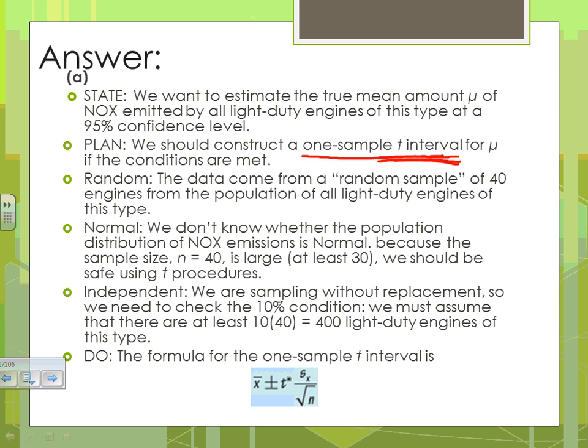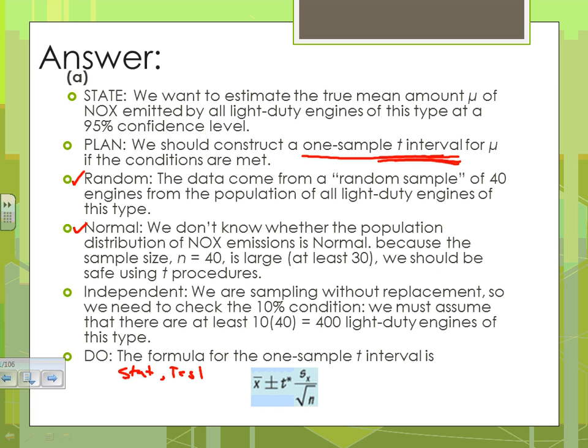It was random, it said so. Normal, well, n is 40, so that is greater than or equal to 30, so we're good to go there. And independent, this is without replacement, so let's do 10 times our sample, and we need to assume that there are at least 400 light-duty engines of this type. That seems appropriate.